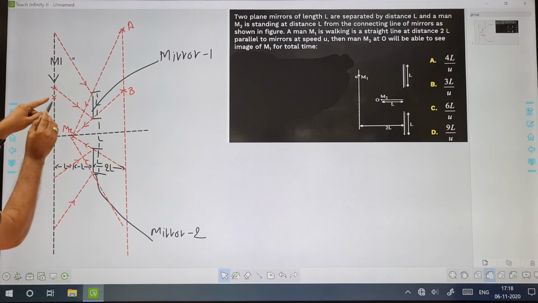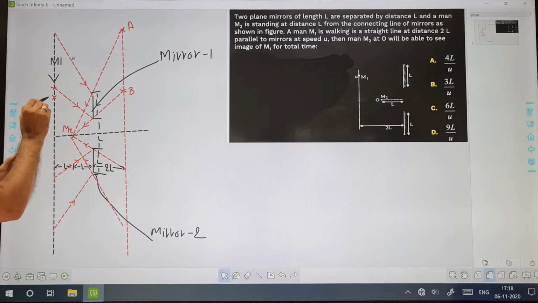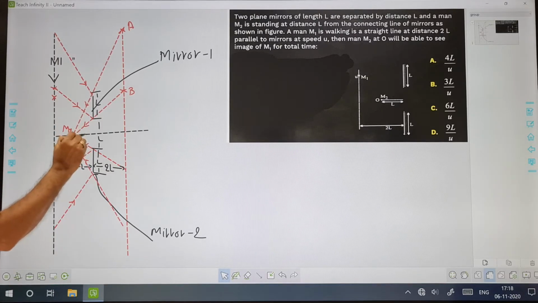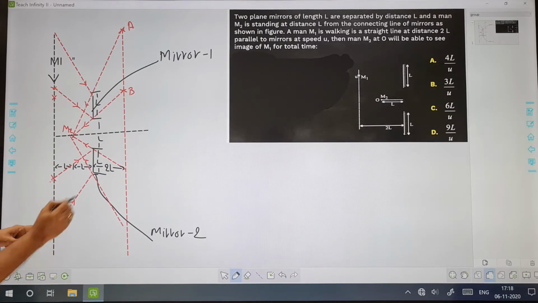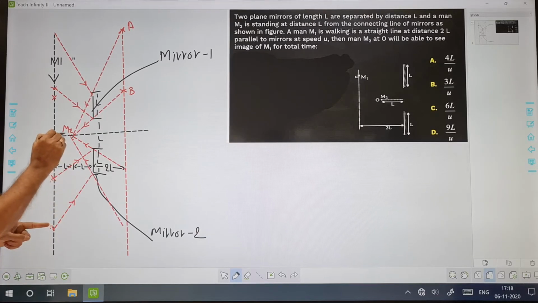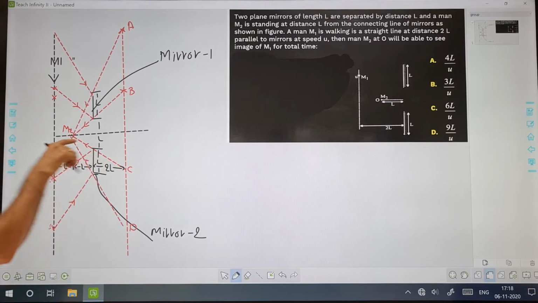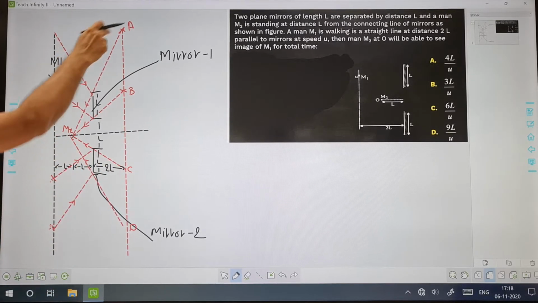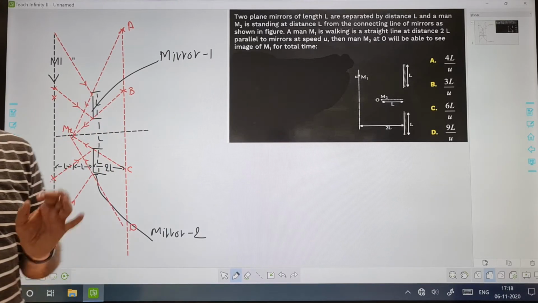So this is the position, there is no mirror, so M2 cannot see the position of M1. Until when? Until it reaches here. When you reach here, again this is the incident ray, this is the reflected ray. So the position of the image is here, and going down, down, down up to here. Then this is the incident ray, lower part of mirror 2, reflected ray. So the position is here. So from C to D, M2 can see the image of M1 from A to B and then C to D, but from B to C he can't see.